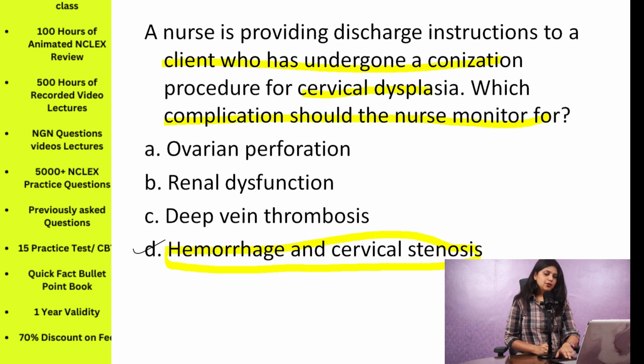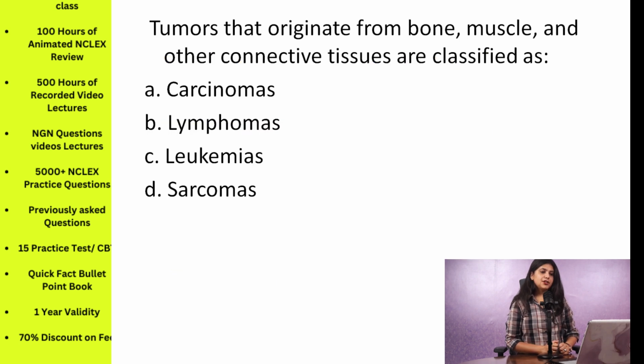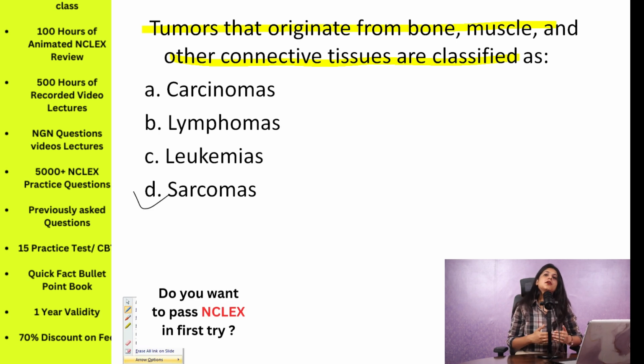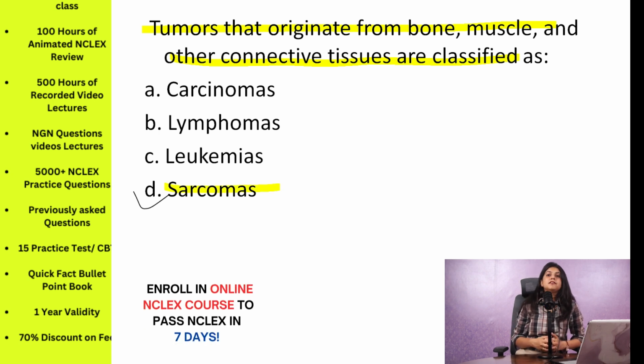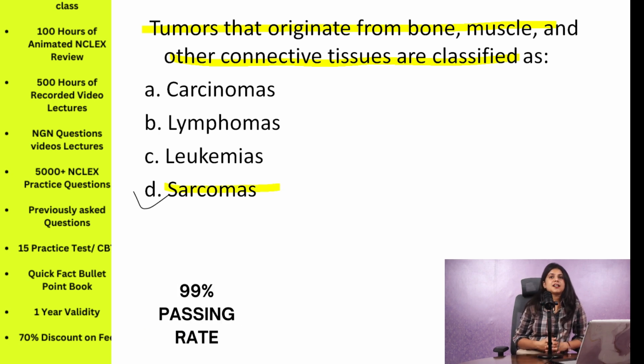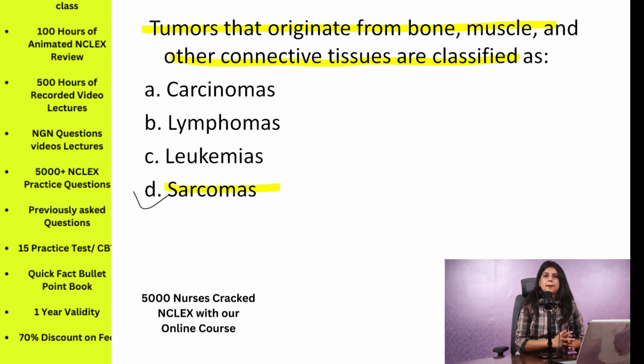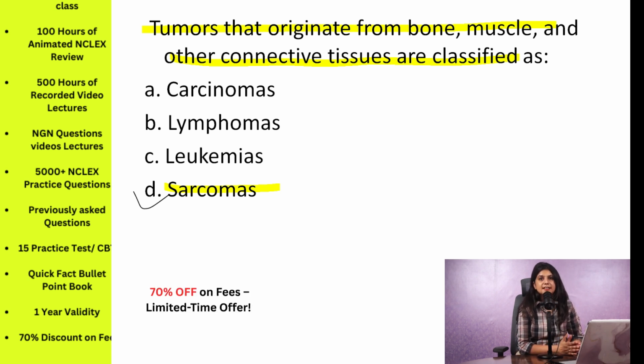Let's tackle another question. Tumors that originate from bone, muscle, and other connective tissues are classified as A. Carcinomas, B. Lymphomas, C. Leukemias, D. Sarcomas. Answer: D. Rationale: Sarcomas are malignant tumors that arise from connective tissues, including bone, osteosarcoma, muscle, fat, blood vessels, and cartilage. Carcinomas originate from epithelial cells, lymphomas affect the lymphatic system, and leukemias affect the blood and bone marrow.